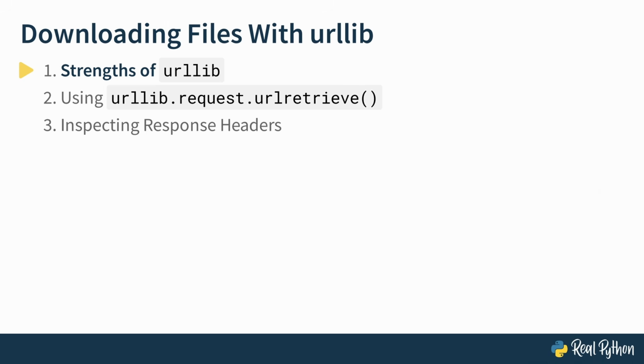We are going to start things off with urllib. This is the module that comes pre-installed with Python. In this section, we will look at three things: the specific strengths of urllib, how to use the urlretrieve function for a quick download, and how to inspect the response headers to gather metadata about your files.